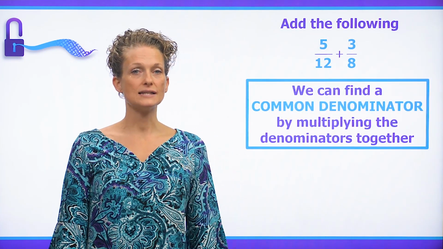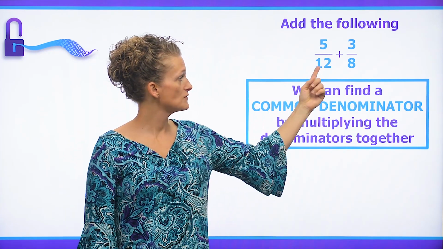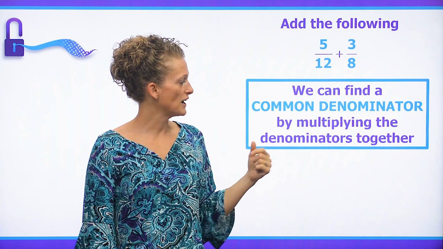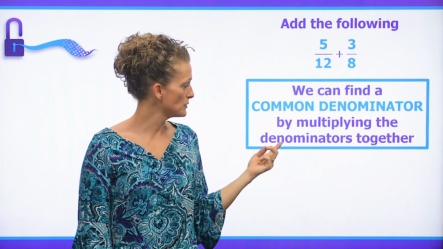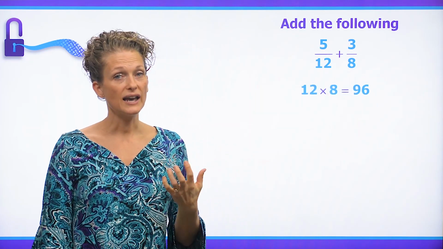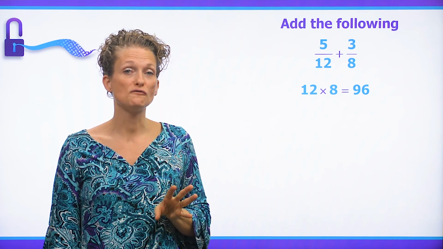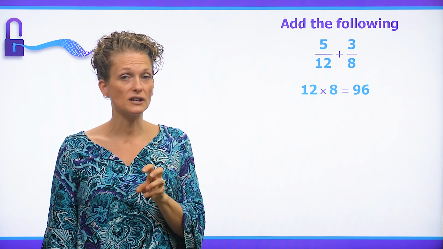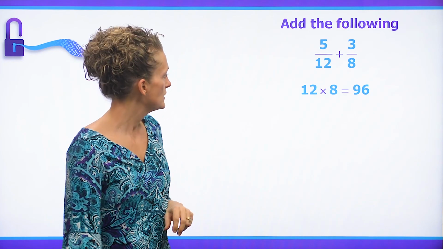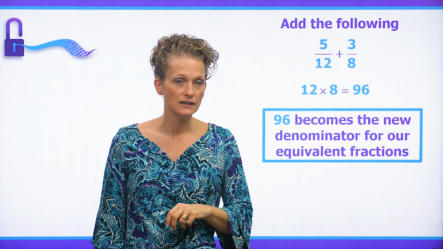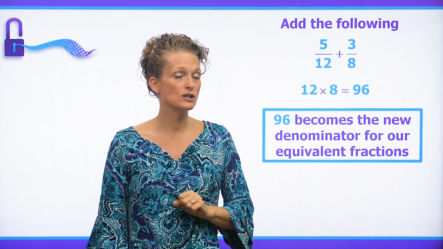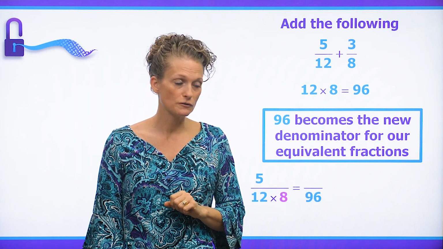Add the following: 5 over 12 plus 3 over 8. Again, we can see that we have different denominators, but we can find a common denominator by multiplying the denominators together. Again, this is not going to be the lowest common denominator, but it's the quickest way to find a common denominator so that they will be the same. So 12 times 8 is 96, and so 96 becomes the new denominator for our equivalent fractions.